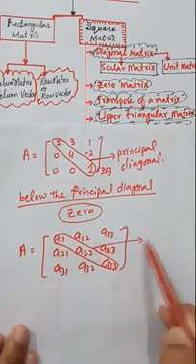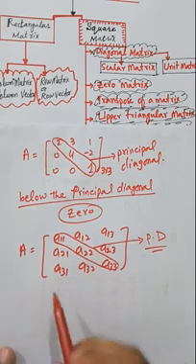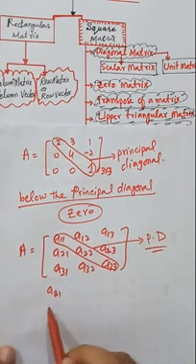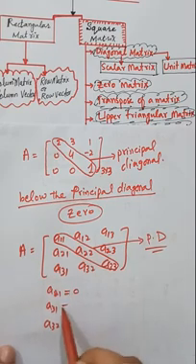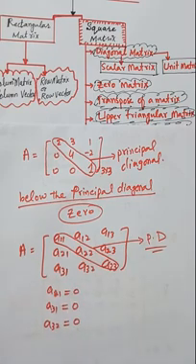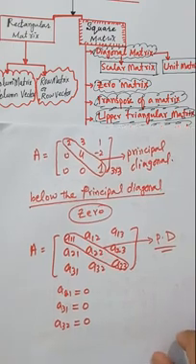So this is your principal diagonal, PD for principal diagonal. Now below the principal diagonal we have A21, A31 and A32. So if this is equal to 0, this is equal to 0 and this is equal to 0, then such a type of matrix is called an upper triangular matrix.